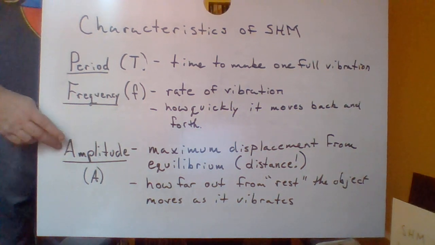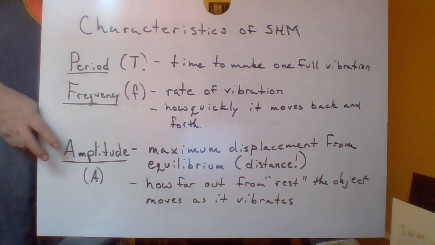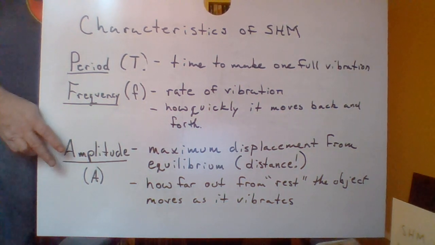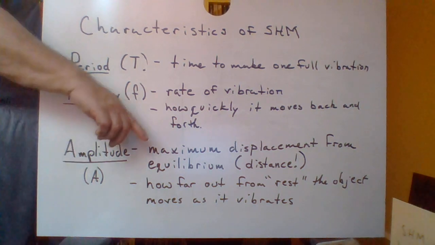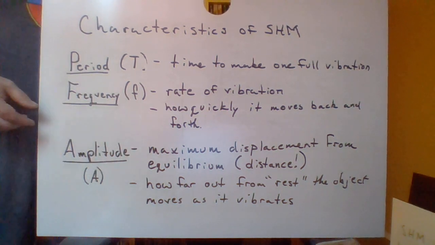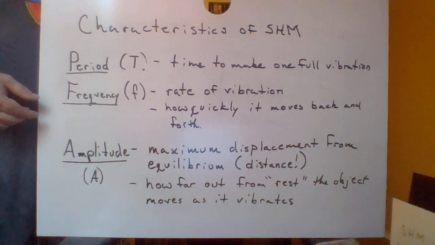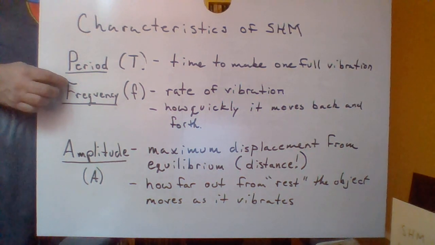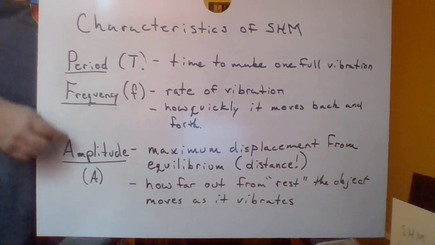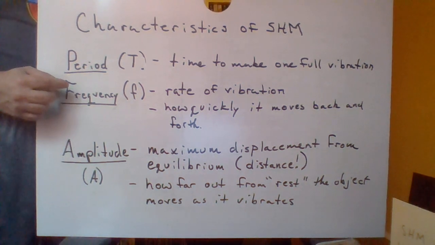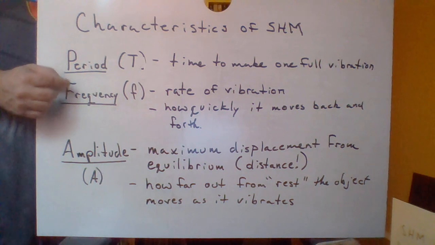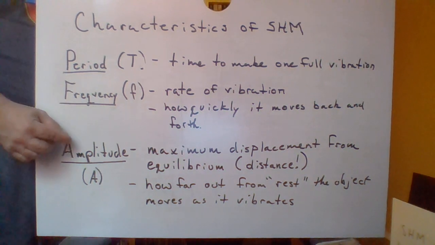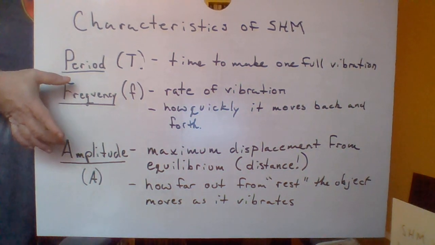Amplitude. Amplitude is a distance measurement. Amplitude is how far physically out from the equilibrium position the object will vibrate each time. So when we pull the pendulum out, that's its amplitude. When we hang the mass from the spring and then pull it beyond that natural hanging position, that equilibrium position, that's our amplitude.